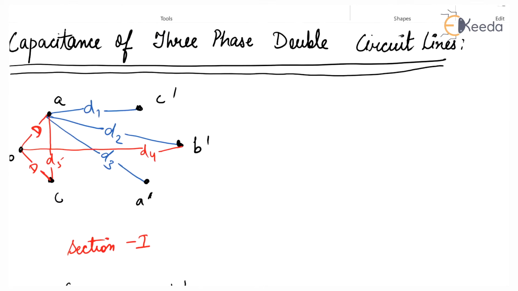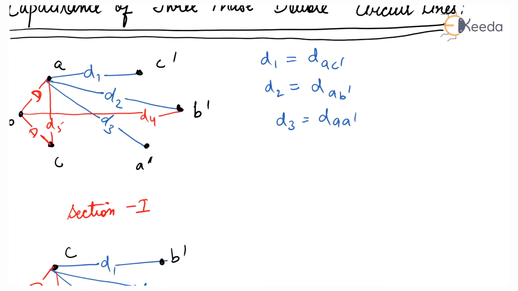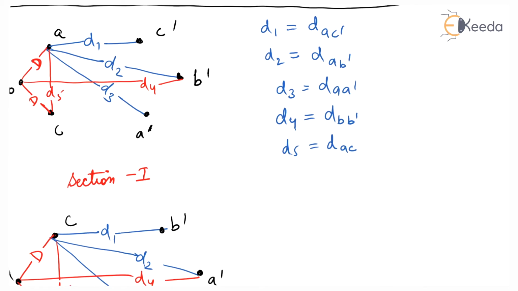Now see for section 1, D1 is equal to distance A to C dash, D2 is equal to distance A to B dash, D3 is equal to distance A to A dash, D4 is equal to distance B to B dash, D5 is equal to distance A to C and DAB is equal to DBC. This is equal to distance D.